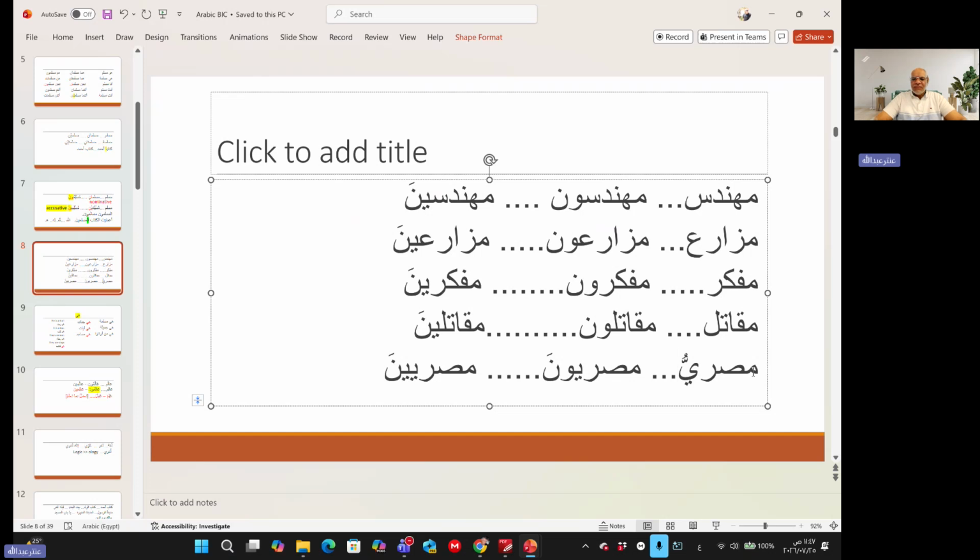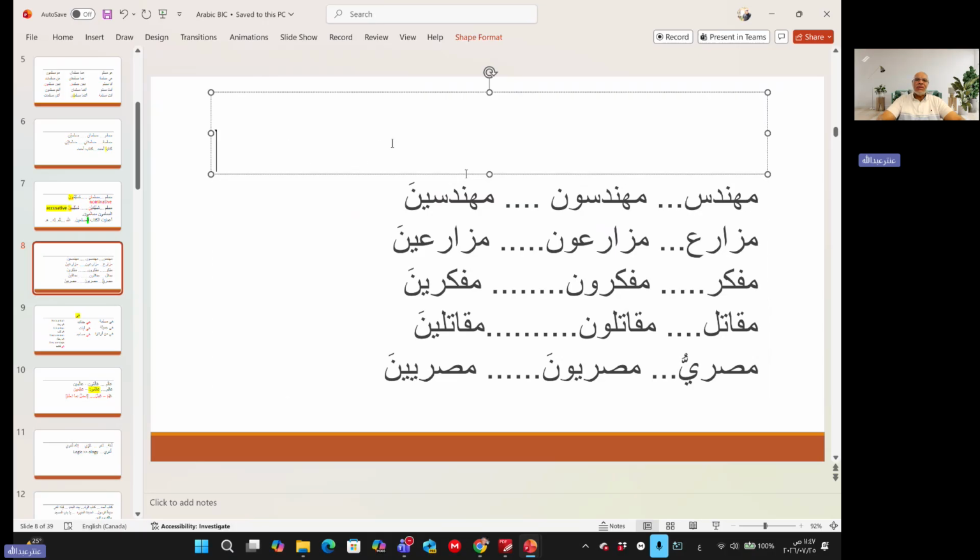مصري, which means someone who is from Egypt. مصريون, مصريين. Okay, so now you understand the rule, okay? So all of this is called male sound plural. Male sound plural, or sound male plural.